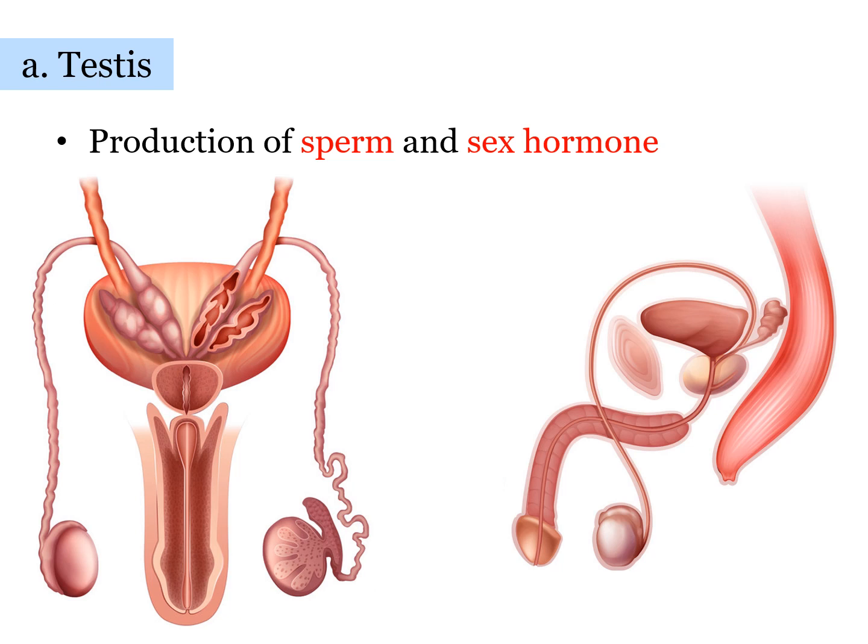Firstly, let's look at the primary sexual organ of male, which is the testis. Each male should have a pair of testes. The production of sperm and testosterone, the male sex hormone, takes place in the testes.